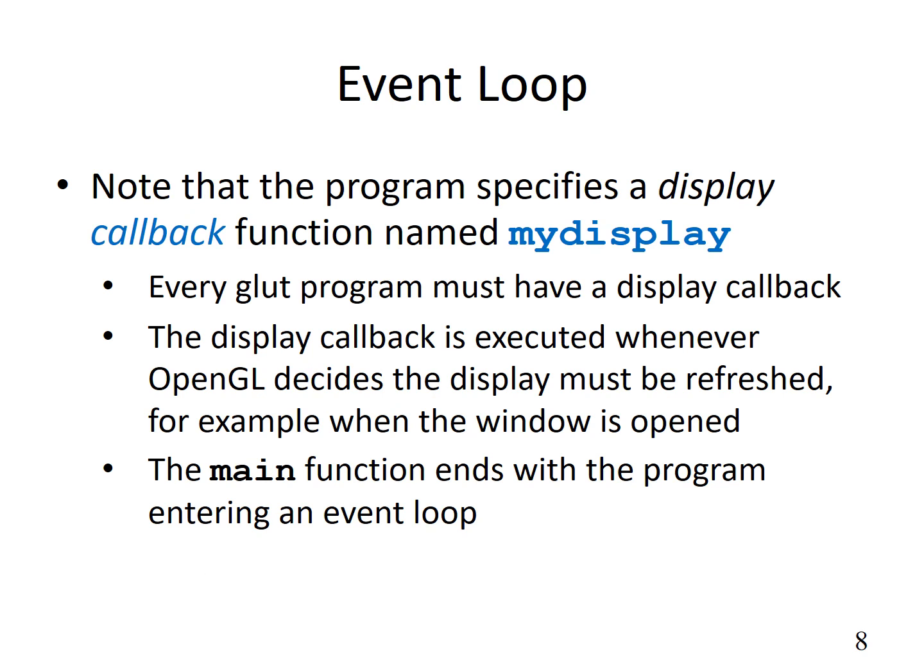Note that the program specifies a display callback function named myDisplay. Every glut program must have a display callback. This is OpenGL. It is about displaying graphics, and hence we must have a display callback. The display callback is executed whenever OpenGL decides that the display must be refreshed, for example, when the window is opened or the window is dragged. The main function ends with the program entering an event loop, which is an infinite loop.